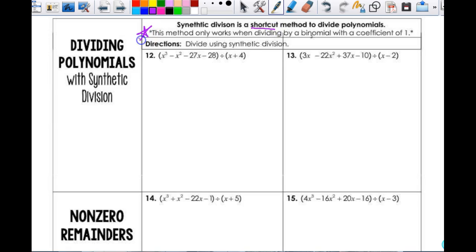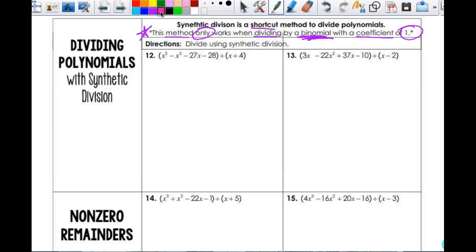Right? And then this statement right here is very important. This method only works when dividing by a binomial with a coefficient of 1. Now, if you have a binomial that doesn't have a coefficient of 1, you can force it down the road of synthetic division, but that a lot of times is more trouble than it's worth. Okay? So just knowing how to do both is good. All of these that we're doing, we could do long division, but some of them we can do synthetic division, and we're going to look at that a little bit better. And even the ones we did on Friday, some of those could have been synthetic division, but we got to make sure we understand both because there's times for both.